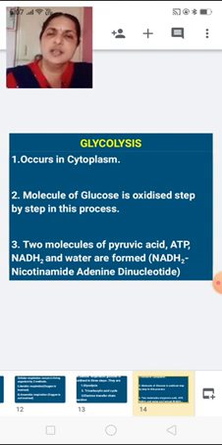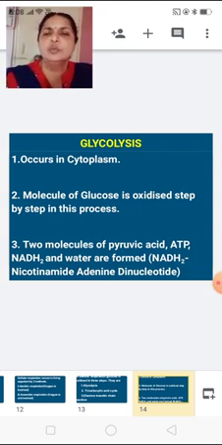What happens in glycolysis? The molecule of glucose is oxidized step by step in this process. In the first step itself, the oxidation of glucose starts. And what do you get from that? You get two molecules each of pyruvic acid, ATP, NADH2 and water. Pyruvic acid, ATP, adenosine triphosphate. We learned the structure now. And next is your NADH2. NADH2 means the full form is nicotinamide adenine dinucleotide. You have to learn the full form also.